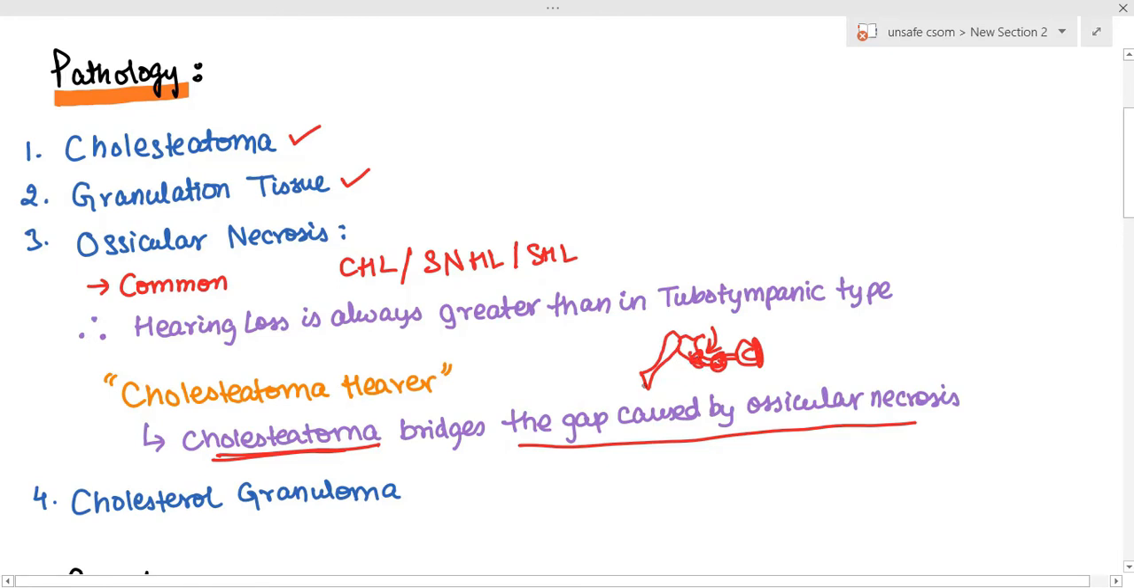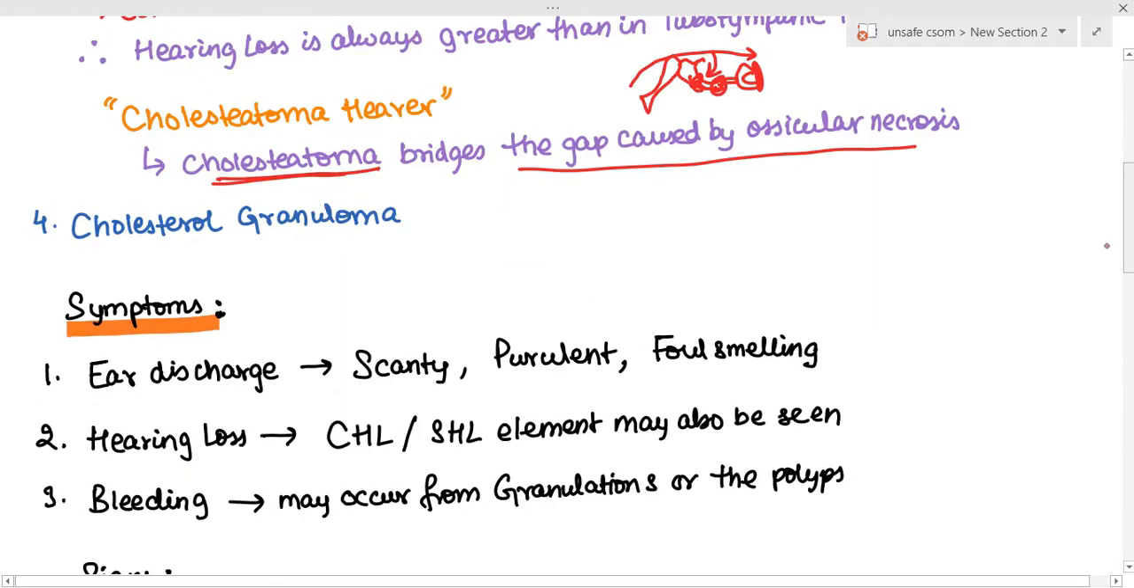Okay, and if the gaps are bridged, so the movement of the ossicles is intact, we get to see better hearing in the patient with cholesteatoma. Okay, then there can also be cholesterol granulomas present. Basically, it is a foreign body granuloma or foreign body giant cell granuloma with cholesterol.